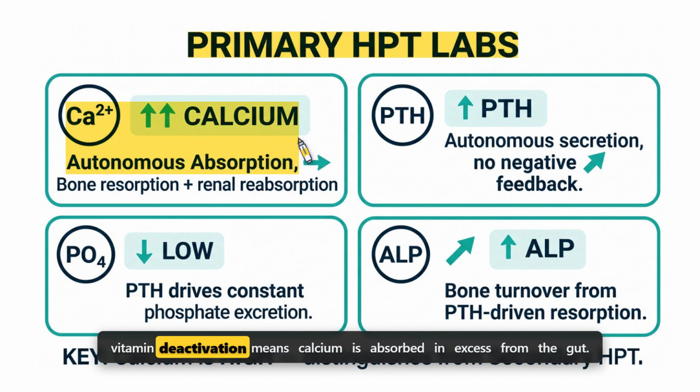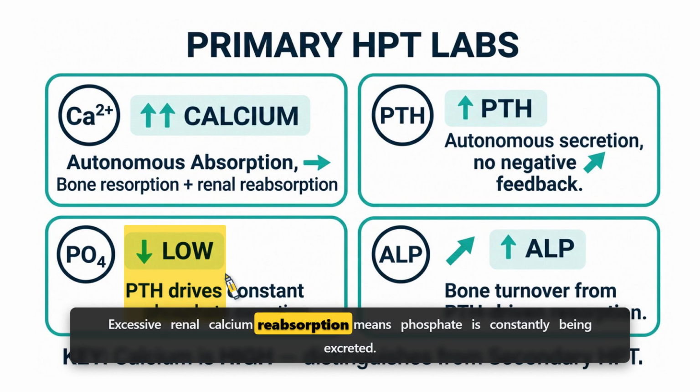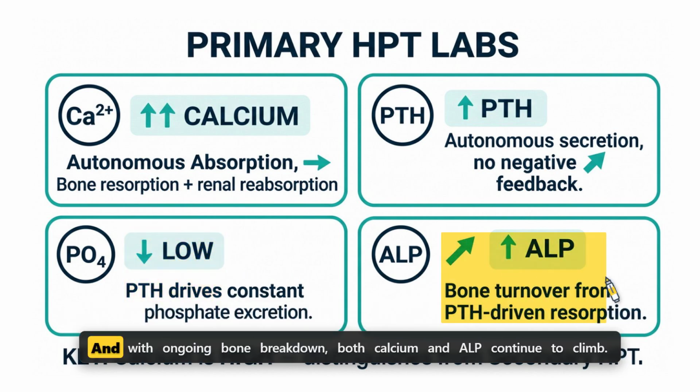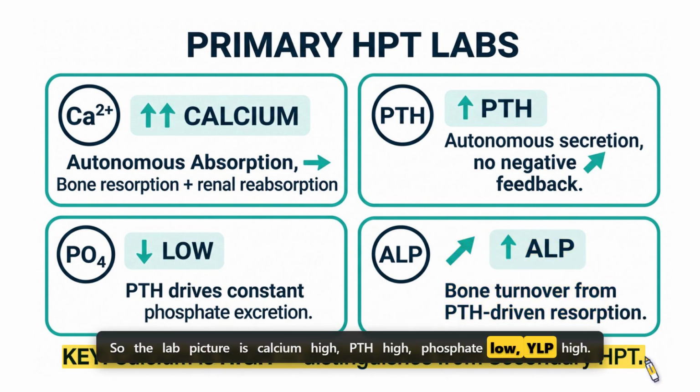Excessive vitamin D activation means calcium is absorbed in excess from the gut. Excessive renal calcium reabsorption means phosphate is constantly being excreted. And with ongoing bone breakdown, both calcium and ALP continue to climb. So the lab picture is calcium high, PTH high, phosphate low, ALP high.